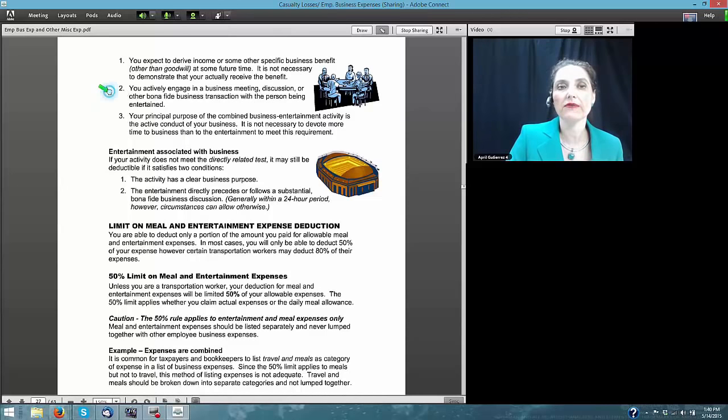And number 2, you actively engage in a business meeting, discussion, or other bona fide business transaction with the person that you are entertaining. And number 3, your principal purpose of the combined business entertainment activity is the active conduct of your business. It is not necessary to devote more time to the business than to the entertainment to meet this requirement.